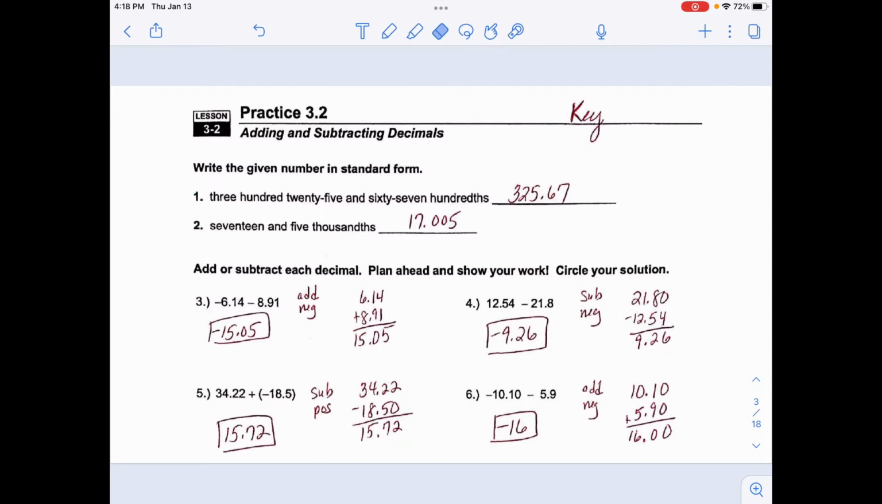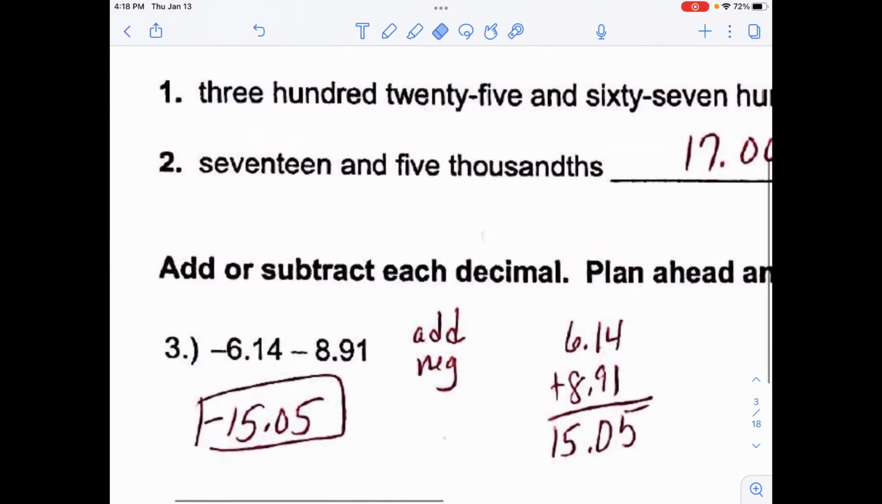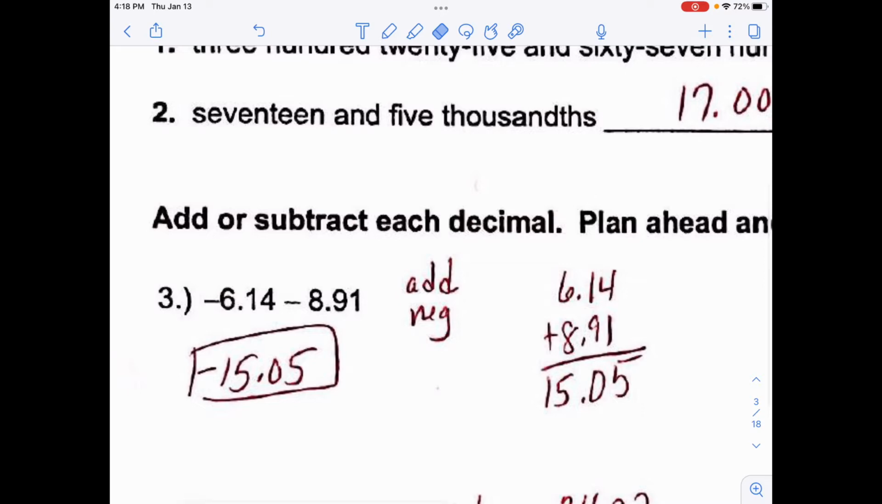All right, for number 3, the answer here is negative 15 and 5 hundredths. However, I do want to see that you have the following steps. If you do not have this plan step added in, please add that in. It is really important that you're telling me, the reader, what operation, which in this case is addition, and is your answer positive or negative. Now I know the plan step is time consuming, but it gives me a sense of what's going on in your brain.